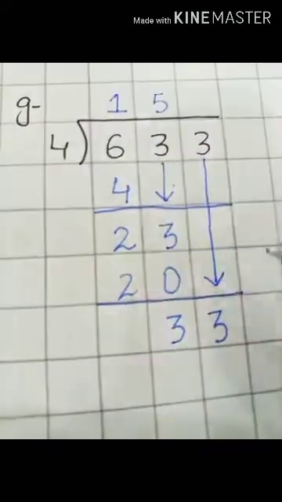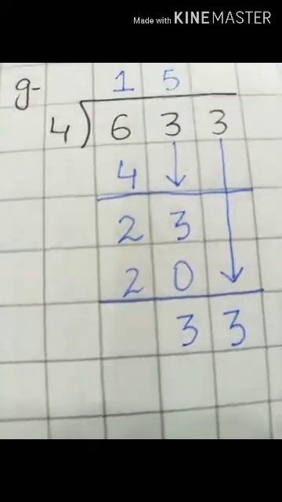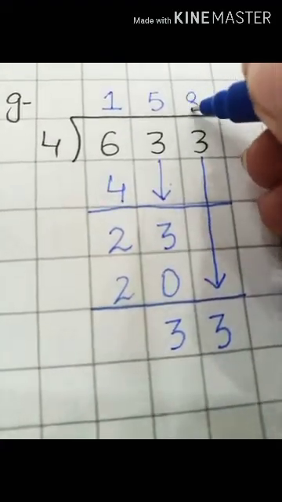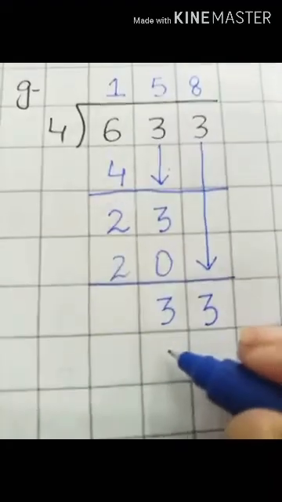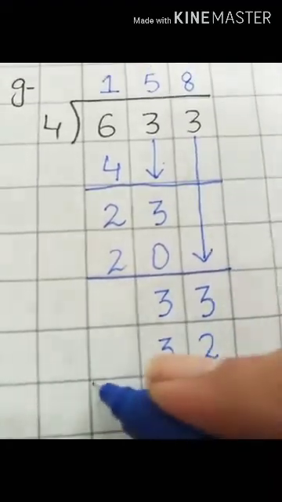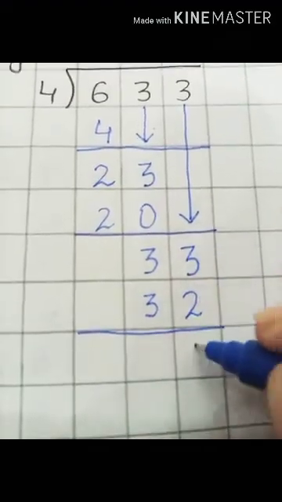Now I can divide it. Read the table of 4 till we get the number 33. So students, as we know that 4 8s are 32, and 32 is nearest to our dividend. So students, next is subtraction. 3 minus 2 is 1.